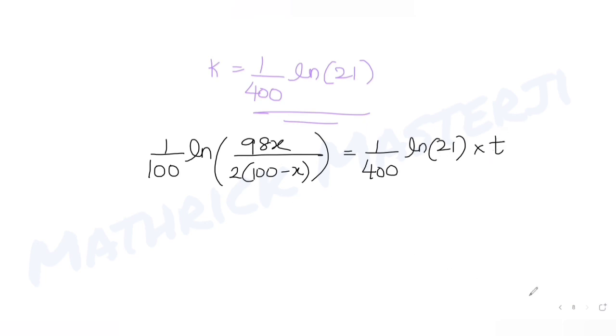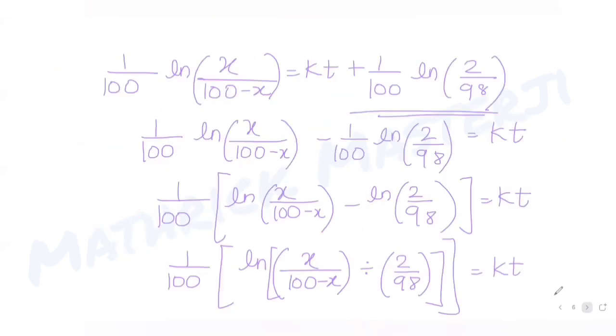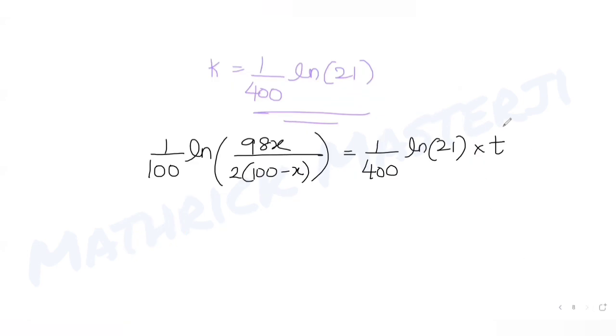Now the question tells us to find out when time is 8, how many infected students do we have here? So let's try to find out. So I'm just putting now t as 8 in this. If I put t as 8, let's try to solve this entire expression to get the value of x.